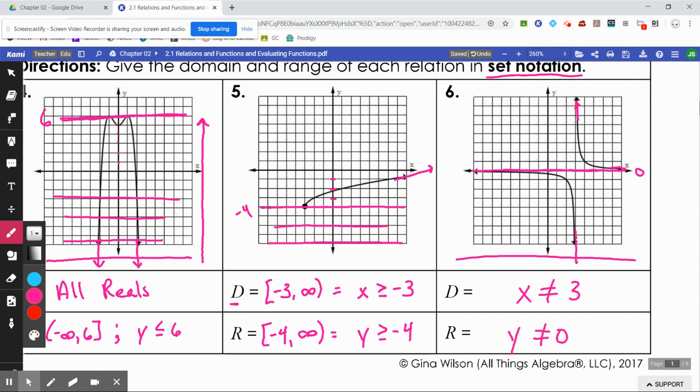So if you only have one excluded value from your domain and range, it is perfectly fine just to say x can be anything or y can be anything except for. X does not equal or y does not equal that single point.